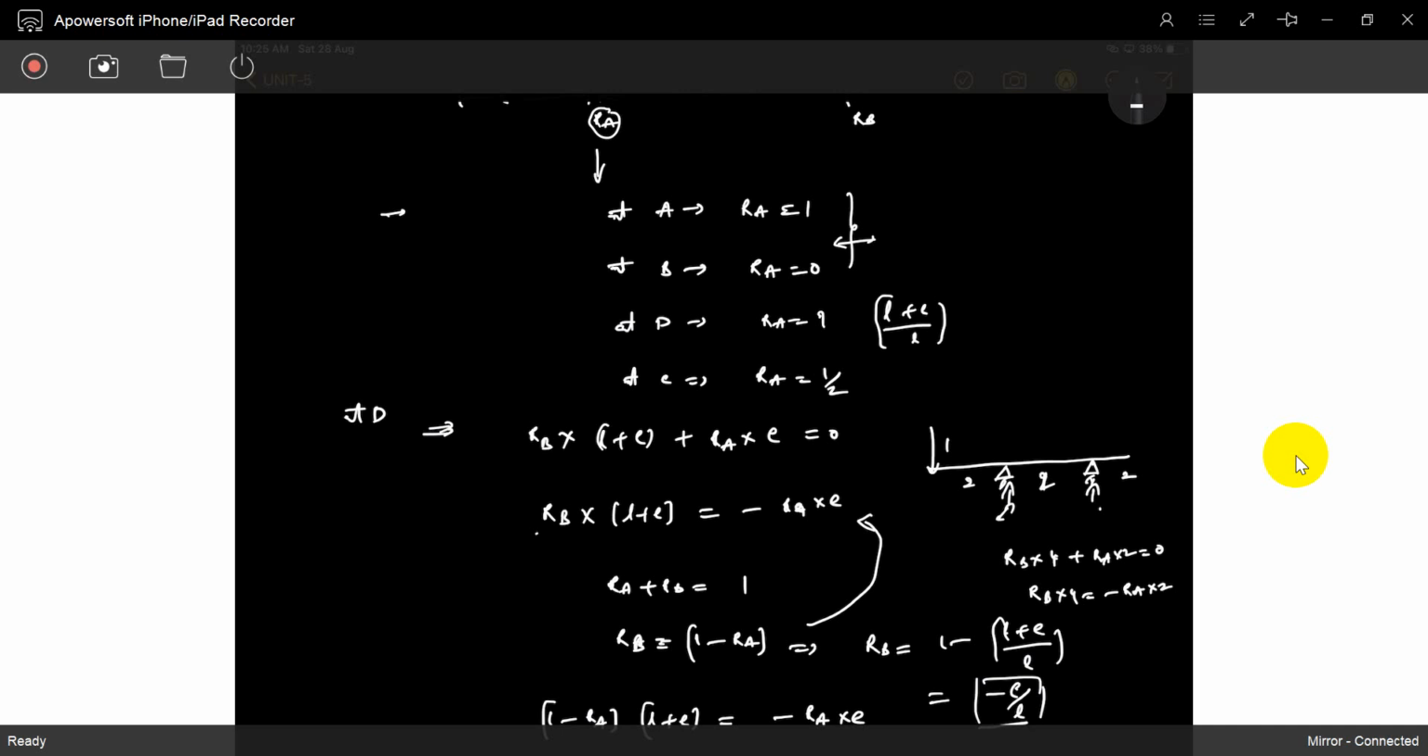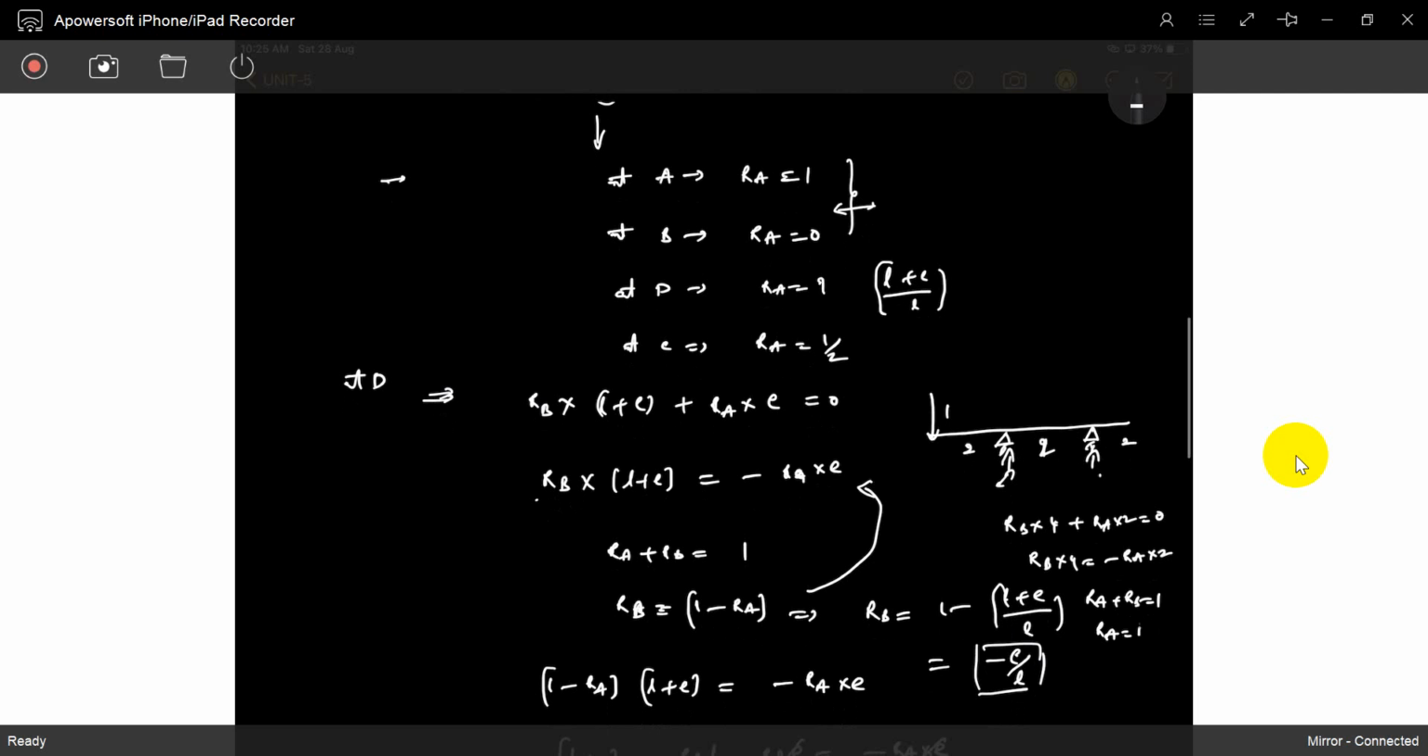If you take any overhanging beam, the load is on the portion of the overhanging. One support gives a vertical upward reaction, one support gives a downward reaction. So again, RA plus RB should be 1. So RA you can write as 1 minus RB. You can just check it.